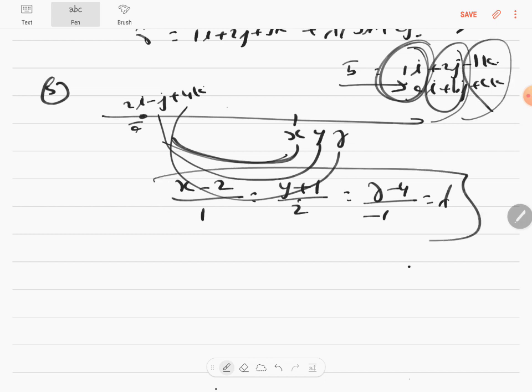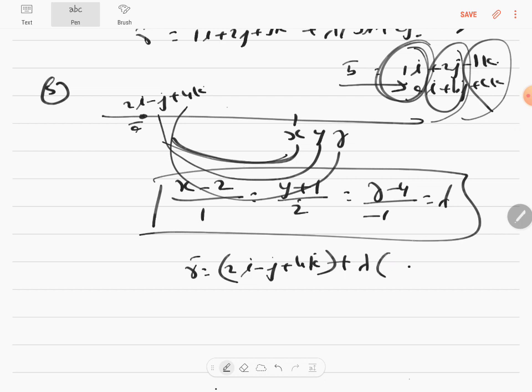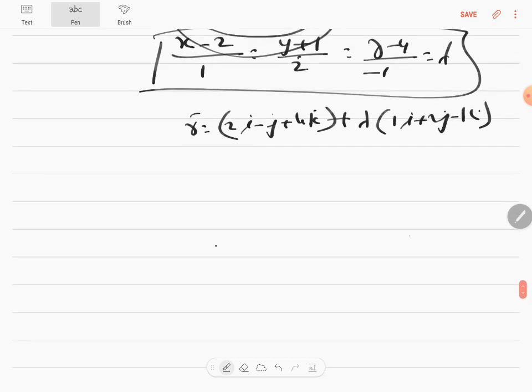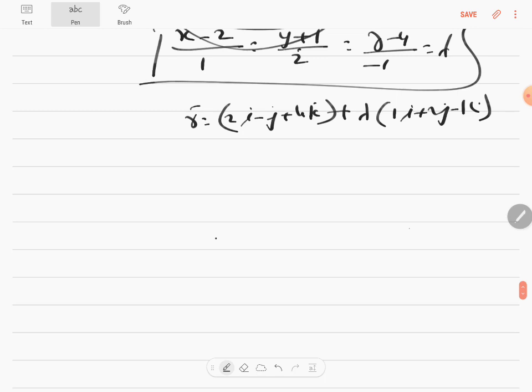So thus you got the Cartesian format, and if r vector is equal to a vector, which is the point vector, plus lambda times the b vector, which is 1i plus 2j minus 1k. So this is how we write the vector equation of the line and the Cartesian equation of the line. Let's go to the 6th question.